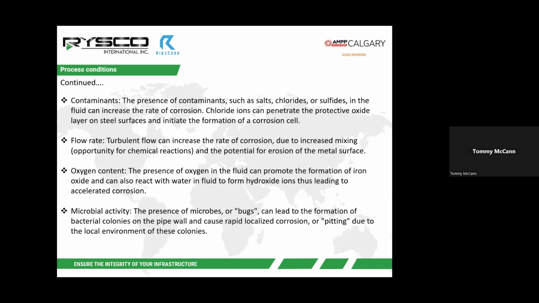On the flow rate side, it's very common to monitor and measure your flows. Turbulent flow is generally considered to cause an increased rate of corrosion. You have more mixing of fluids and gases and other material, and that can increase the opportunity for a chemical reaction. And also, the higher the flow rate, generally speaking, there's more potential for erosion of the surface.